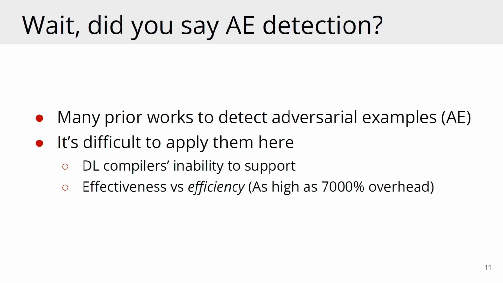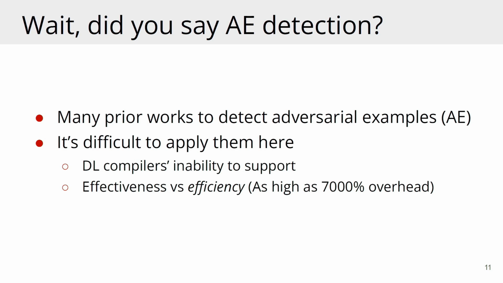At this point, you may also think, well, there have been many prior works that focus on the detection of adversarial examples, or AEs. That's true. However, according to our preliminary study, we found that it's difficult to apply them directly to the case of DNN executables.